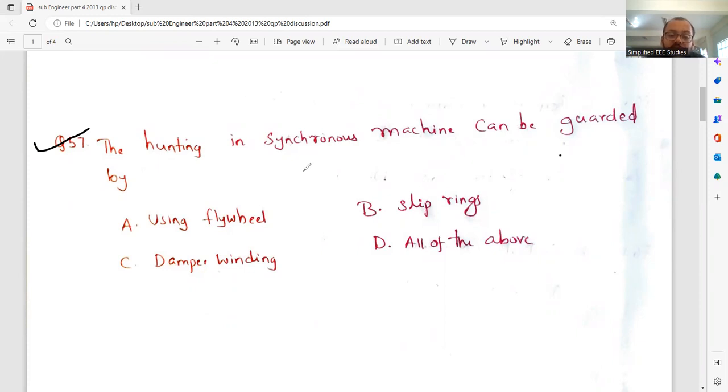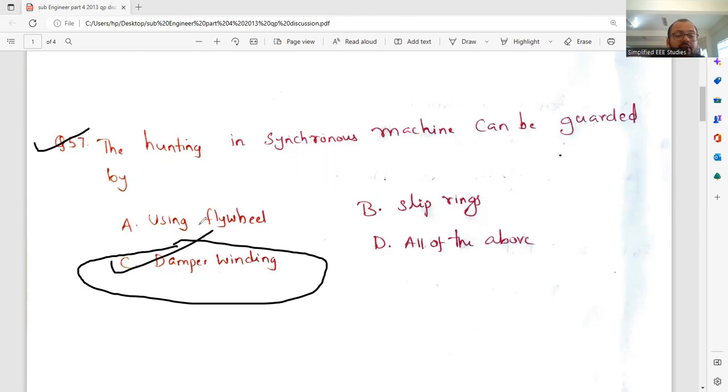Hunting may affect the stability. To overcome the problem of hunting, you have to use damper winding. To minimize hunting, damper winding is one of the best choices. It balances the changes in load angle. So the hunting issue can be mitigated by providing suitable damper winding. So you can go ahead with option C.